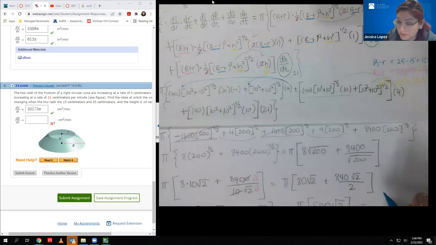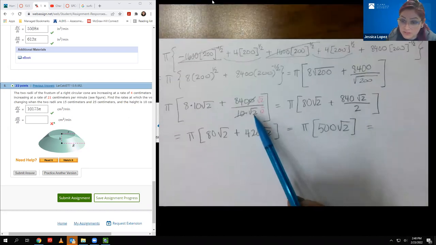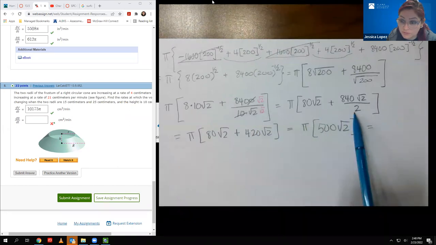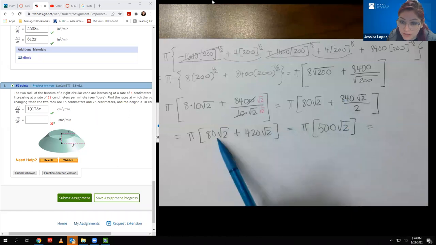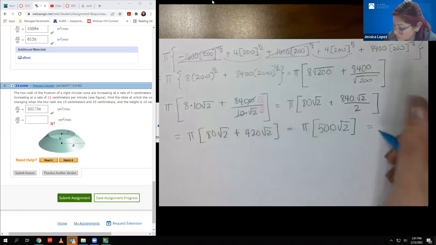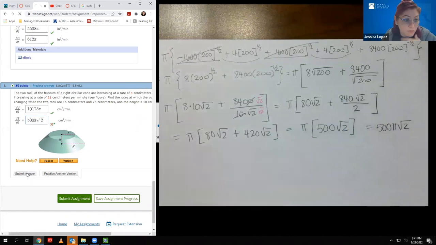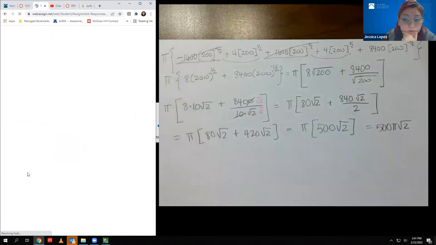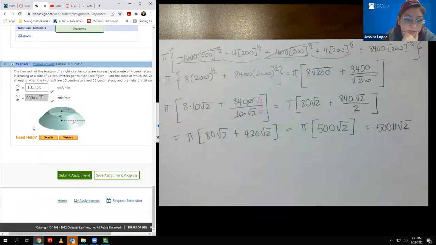So you can type in, oh, I'm so sorry, I didn't move my paper up. So once I rationalize this, the square root of 2 squared is 2, then these reduce to 420, and then these are like terms. So 80 square root of 2s plus 420 square root of 2s equals 500 square root of 2s. And then I'm just gonna enter in my answer like this. So let's see, 500 pi, and then square root of 2. And it should be correct. Okay, yes, we got our green check.